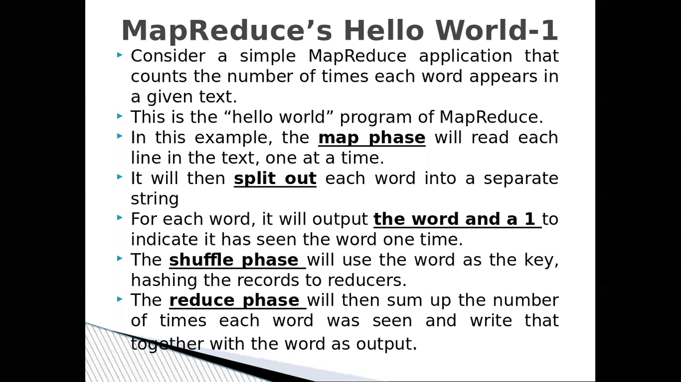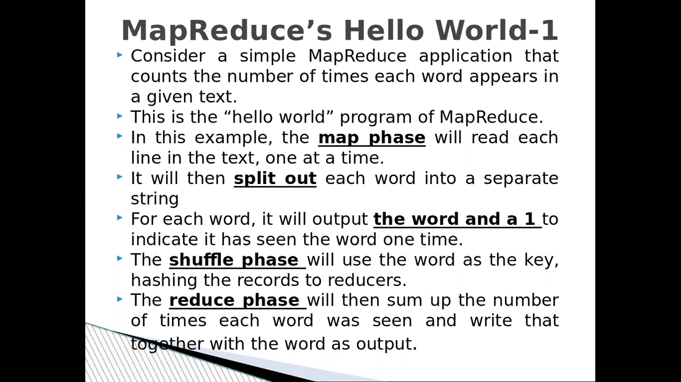In the map phase, it reads each line of the text one at a time. One line is assigned to one mapper, and then it splits out each word into a separate string. For each word, it will output the word and a 1 to indicate that it has seen the word one time. In the shuffle phase, the word is taken as the key and is sent to the reducers. In the reduce phase, all these are counted, the word and the number of its occurrences. So we find the word count, that is, which word occurs how many times.